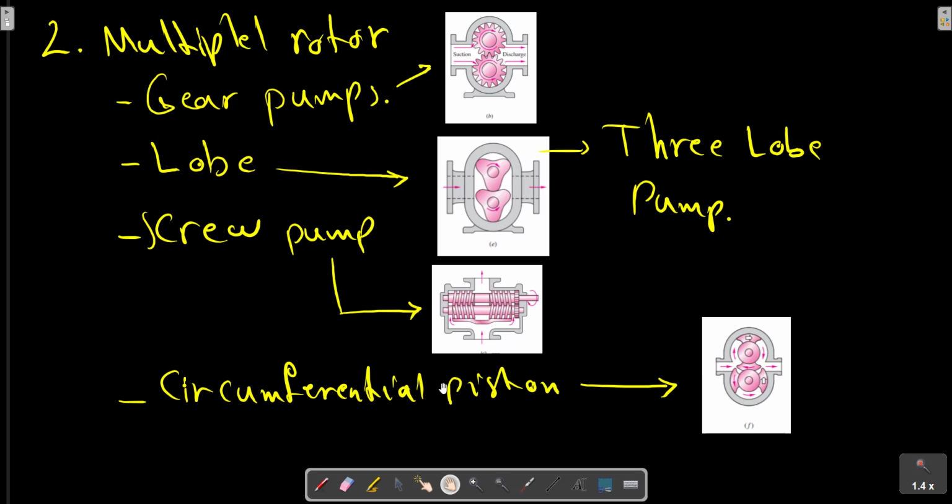Dynamic pumps. This is the PDP, positive displacement pump. The dynamic pumps classification are in the next video part.